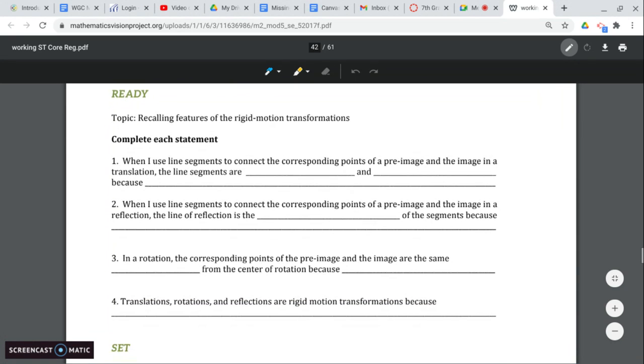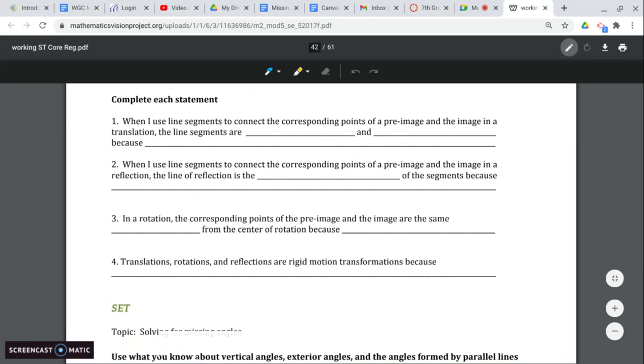When I use line segments to connect the corresponding points of a pre-image and the image in translation, the line segments are, remember, they are always congruent, and they're always parallel. Because every point is translated the same distance and direction.